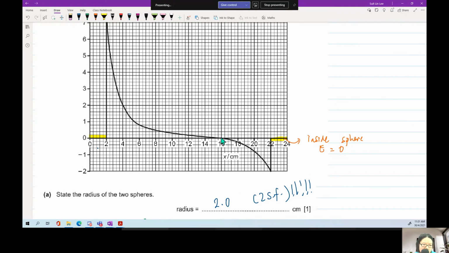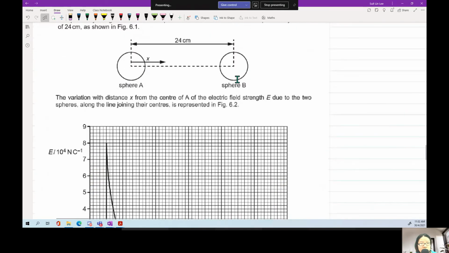Can we take 16? What do you think? I think more symmetrical is this one. What I do is I count the boxes where the curve almost meets the axis. So this is the intersection point, which is about 15.6. This means at this point, the net electric field strength is 0.